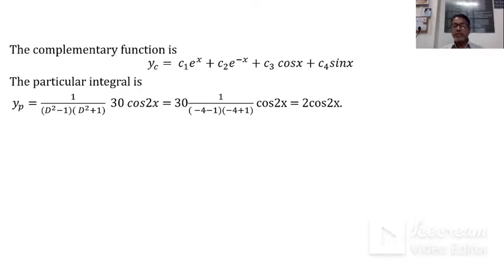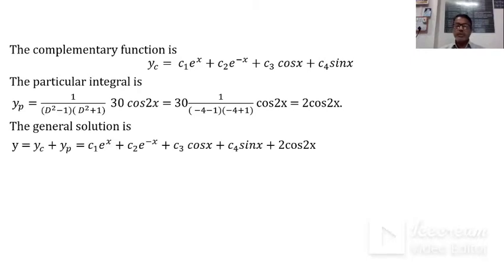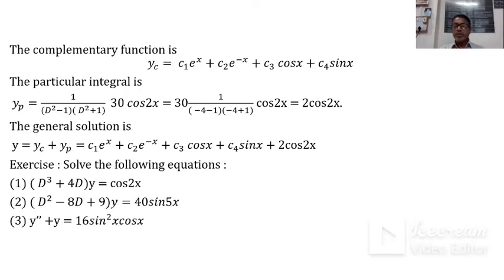This is yp. And then combining this complementary function and particular integral, we obtain the general solution yc plus yp is equal to c1 e to the power x plus c2 e to the power minus x plus c3 cos x plus c4 sin x plus 2 cos 2x. We obtain this general solution of the given differential equation. I hope this much example is sufficient on this topic. Now you take the examples for practice.